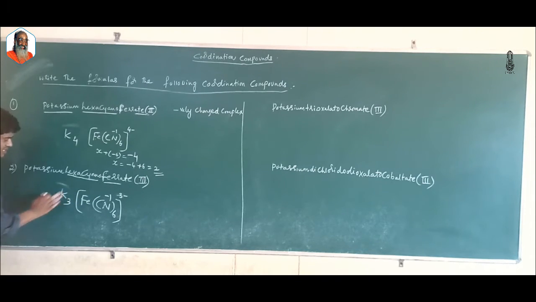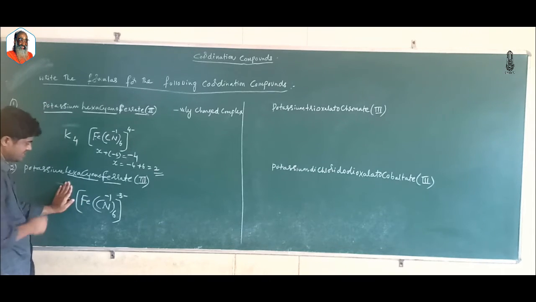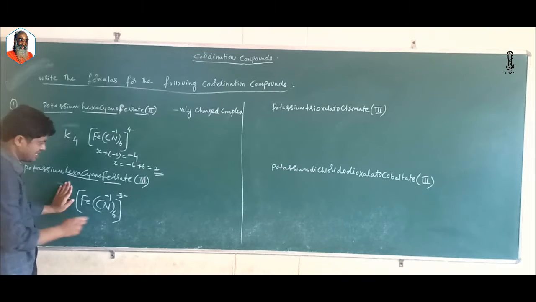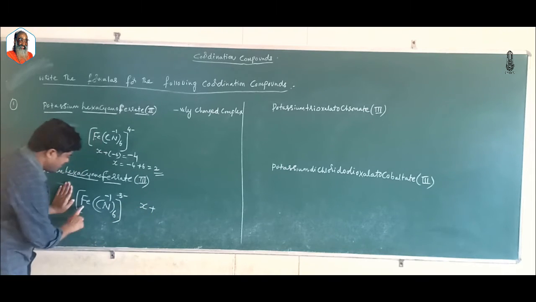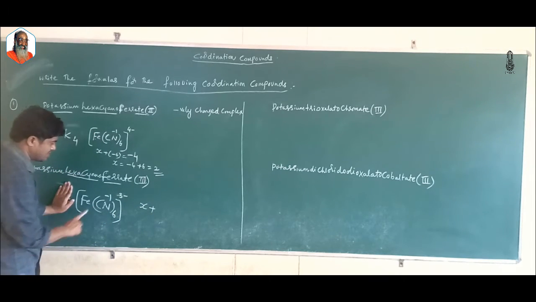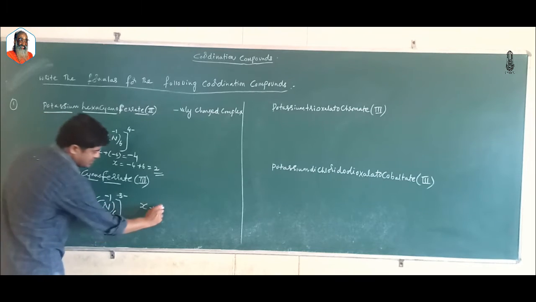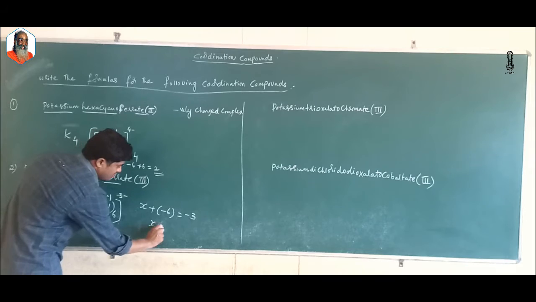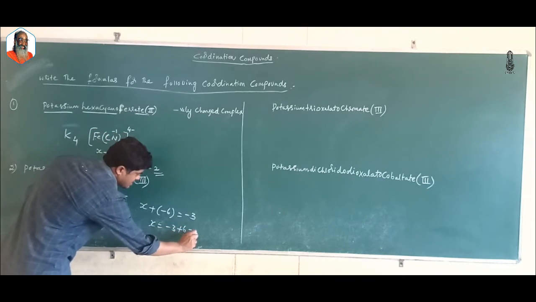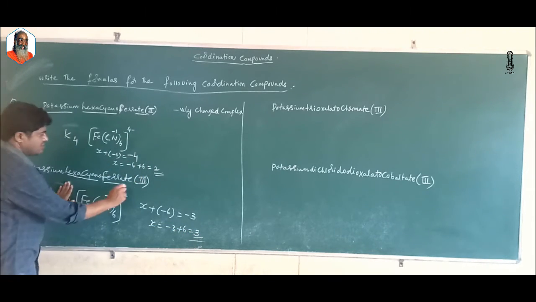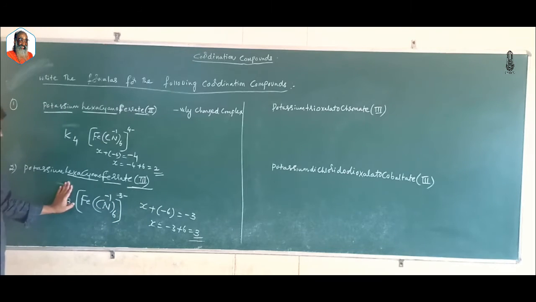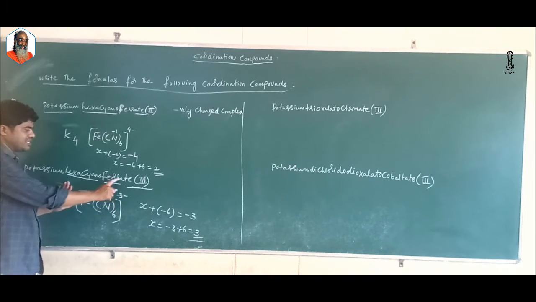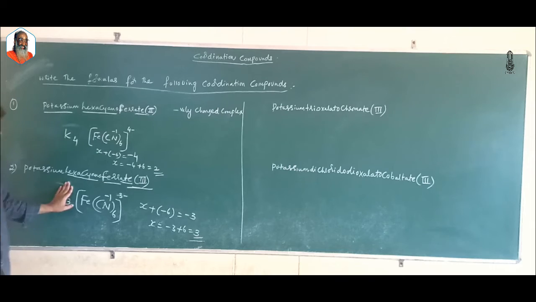So here you can find the charge on the complex, that is the oxidation state of the central metal atom, that is iron here. X plus the sum of oxidation states is equal to the charge on the complex. X plus (-1 into 6), minus 6, that is equal to -3. X is equal to -3 plus 6, that is equal to 3. That is how you got 3 here. As it is a negatively charged complex, the name of the metal ends with suffix -ate.